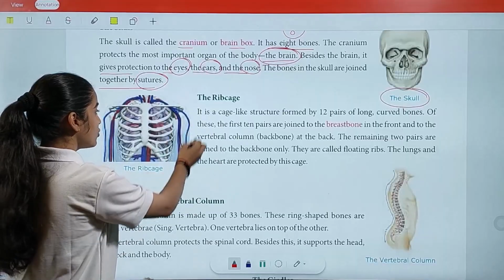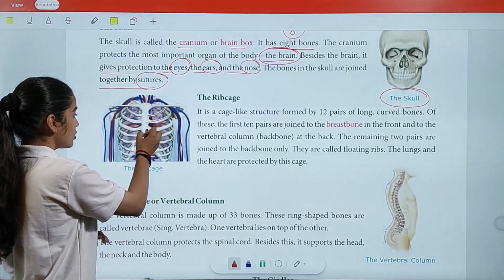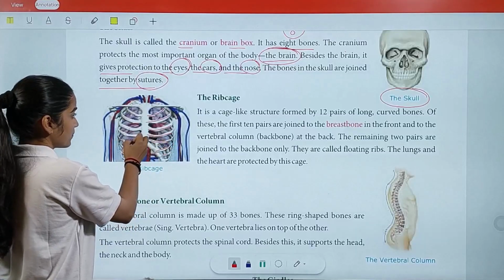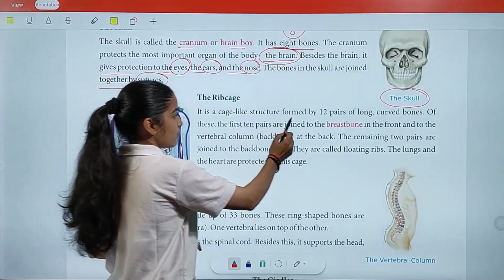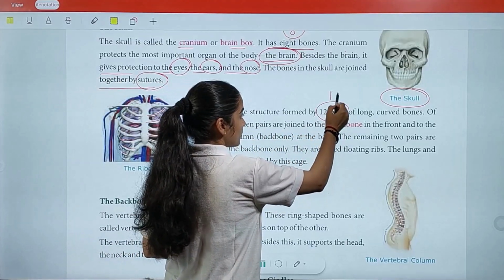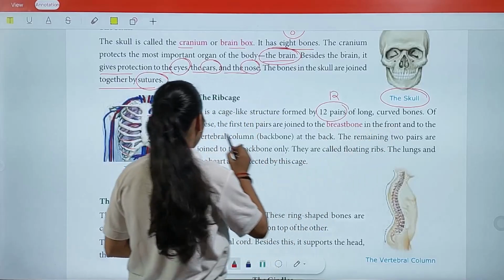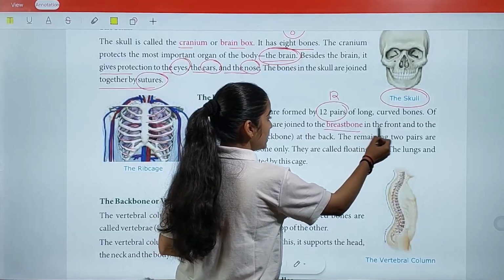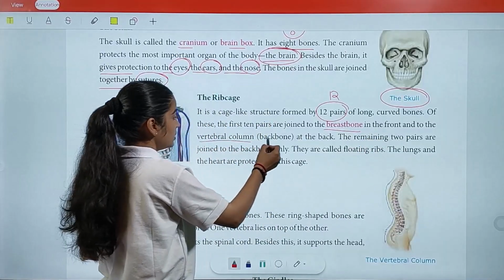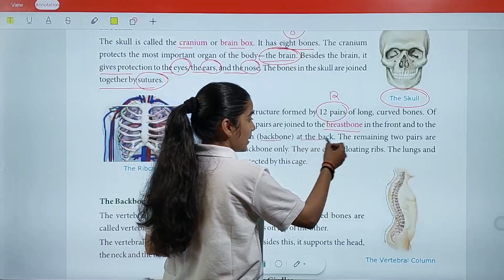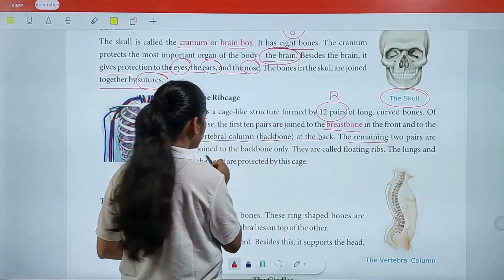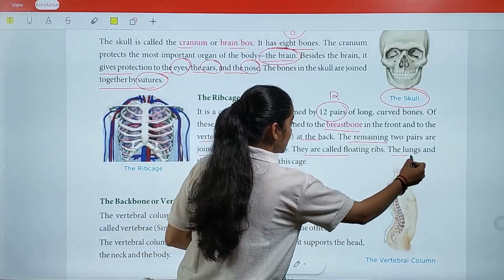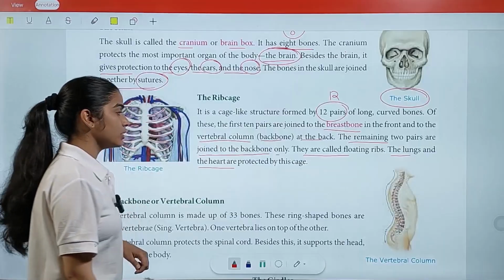Now we have the rib cage. This is your rib cage. It looks like a kind of cage, right? You see here. That is why we call it the rib cage. It is a cage-like structure formed by 12 pairs of long curved bones. Of these, the first 10 pairs are joined to the breastbone in the front and to the vertebral column, the backbone, at the back. The remaining two pairs are joined to the backbone only. They are called floating ribs. The lungs and the heart are protected by this cage.